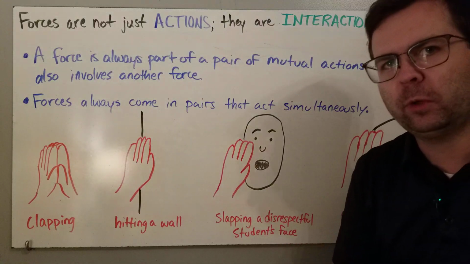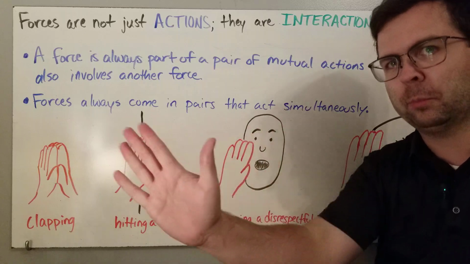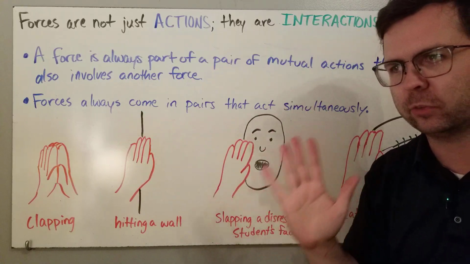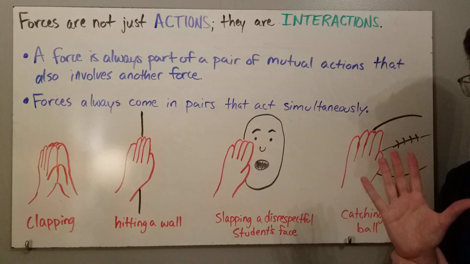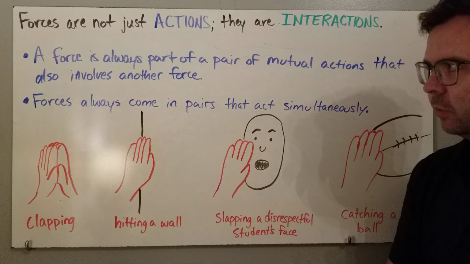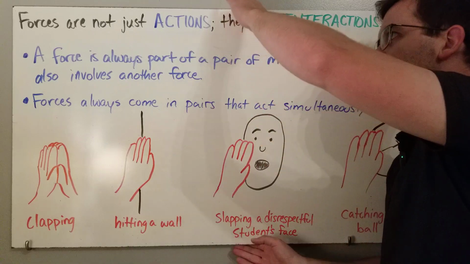Slapping a disrespectful student's face gently is a great example of applying a force to a face and the face also applying a force to your hand to stop it. And then lastly, catching a ball. When you catch a ball, you have to slow the ball down, apply a force to it. At the same time, the ball applies a force to your hand. And so forces always come in pairs that act simultaneously.